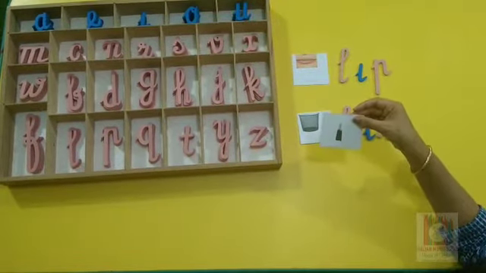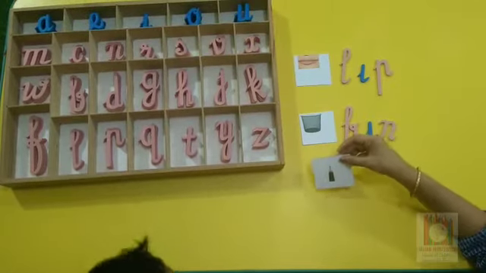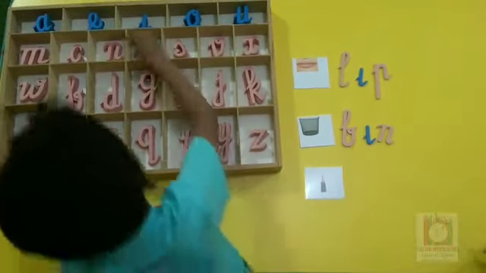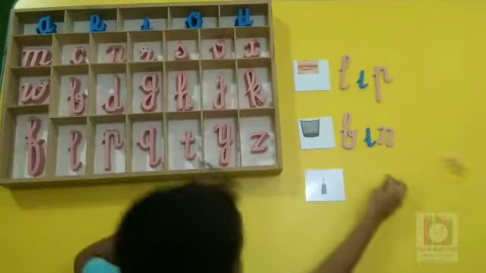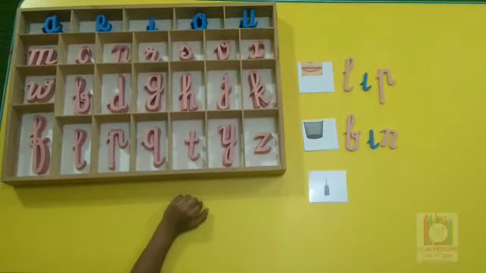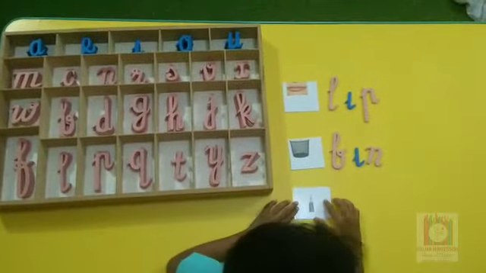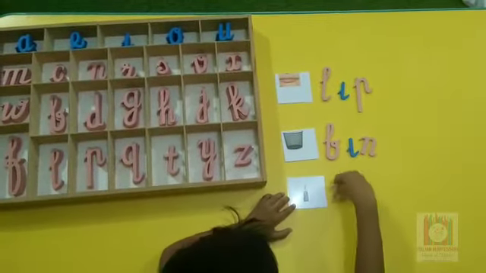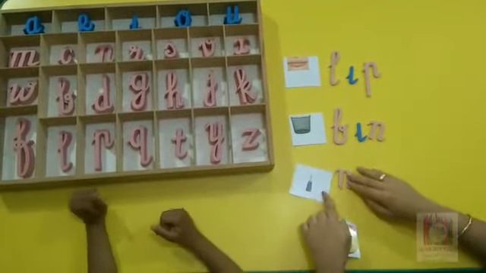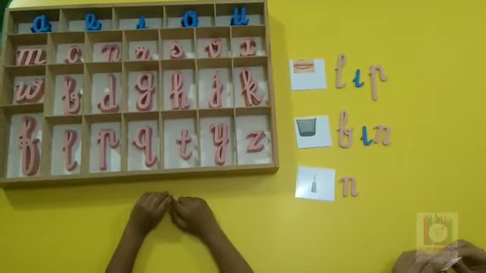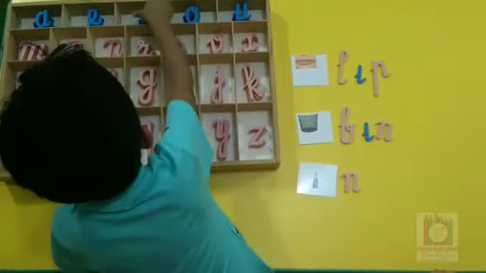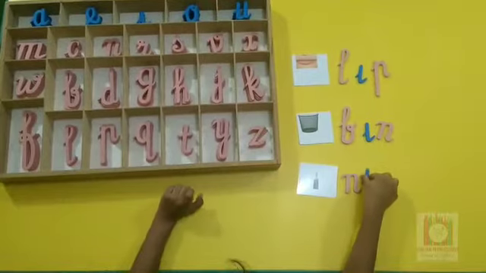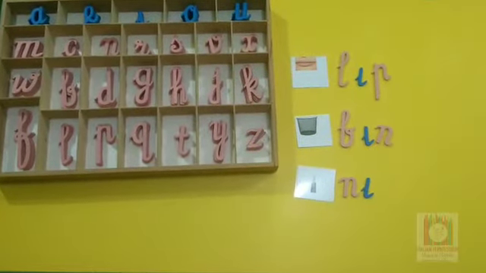What picture is this? This is nib. What is the first sound when we say nib? Nib. After N in nib, the sound is I. Nib. B.